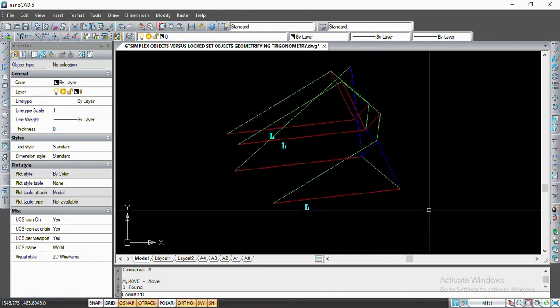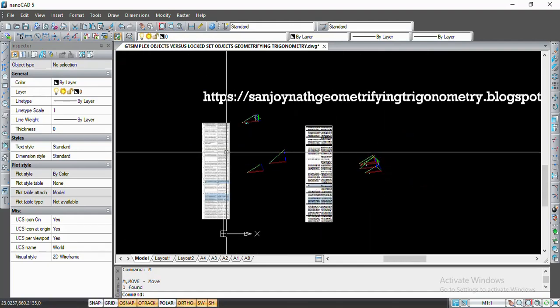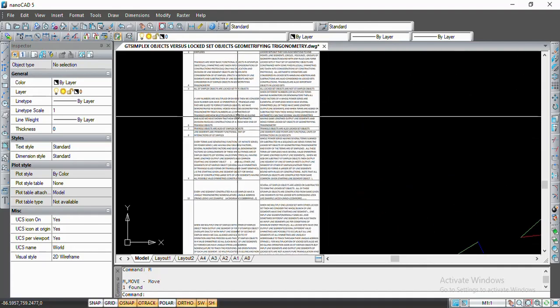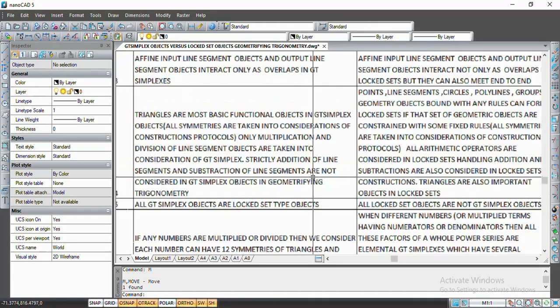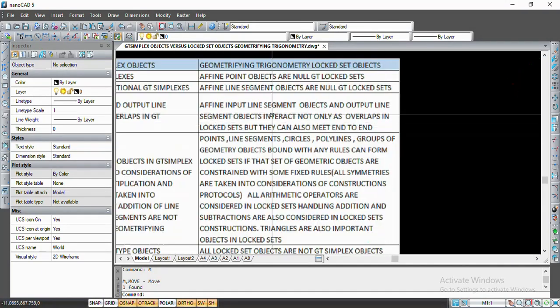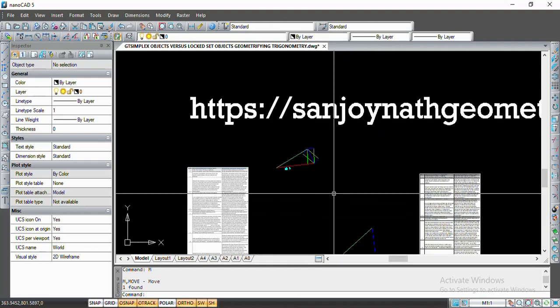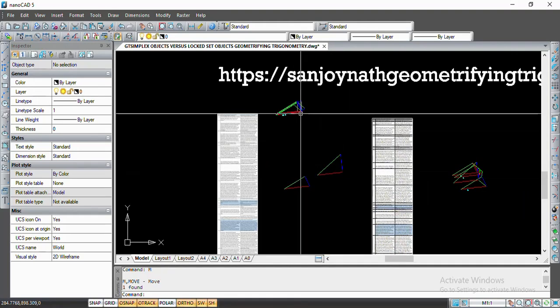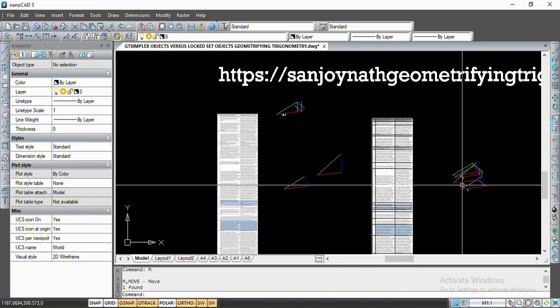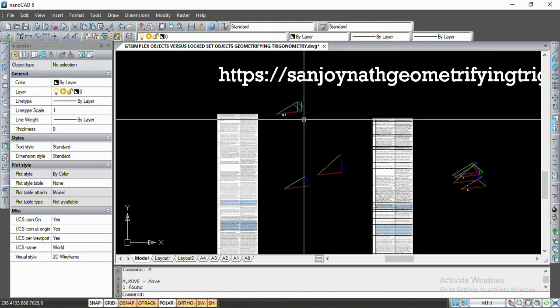It can have many different kinds of invariants, and those invariants were never discussed here, and you will get this picture in this blog, and from where you can get the detailed data. I am discussing it here again. In point number 3 we have talked about this, and for the affine input line segment objects and the output line segment objects interact not only as overlaps in the locked set, but they can also meet end to end. And in the locked set here, because Gtsimplex objects are also locked sets, but all locked sets are not Gtsimplexes, but all Gtsimplexes are locked sets.